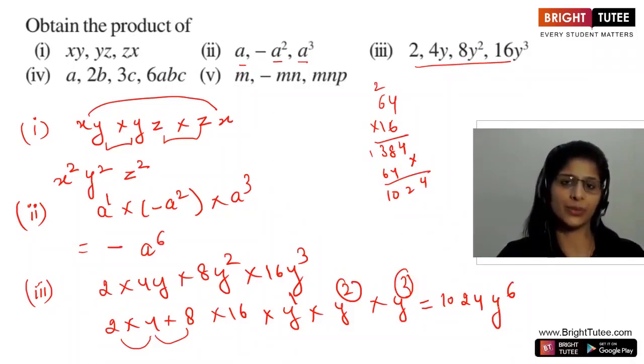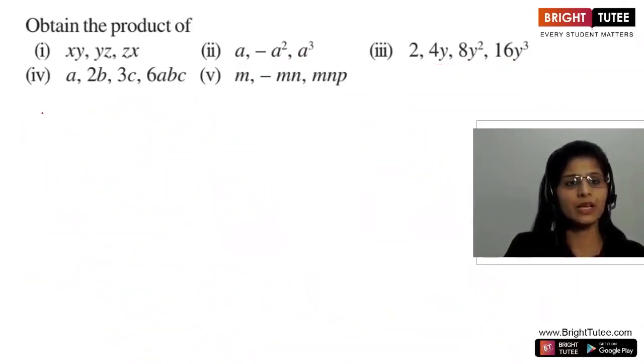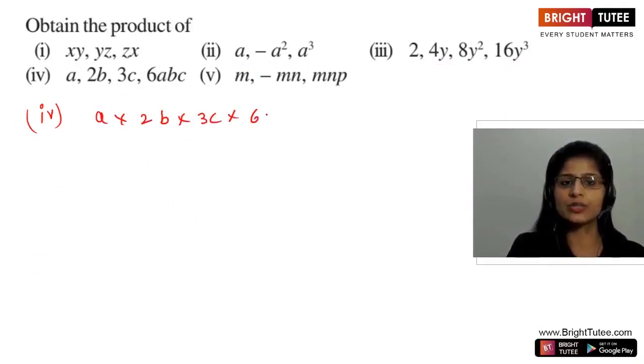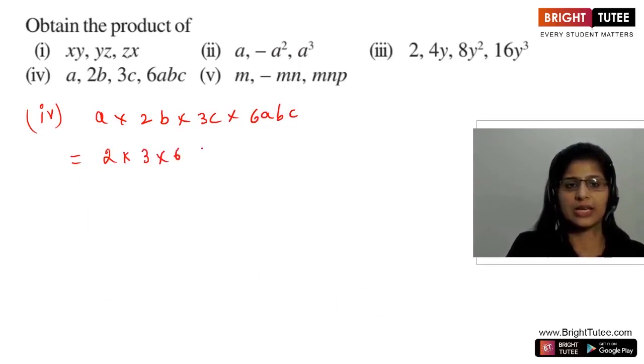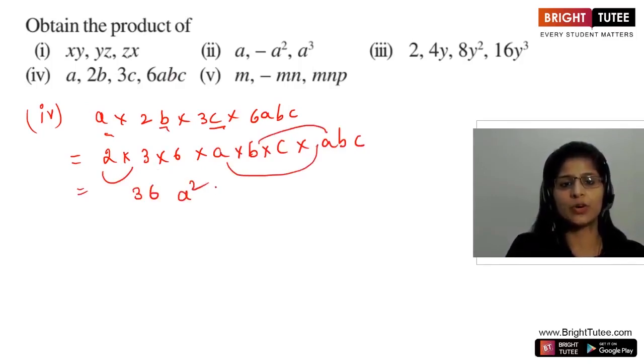Right, so this is how we get the product of it. I hope the multiplication of monomials is clear to you. Okay, let us move to the next parts. In the fourth part, we are given a into 2b into 3c into 6abc. So let us multiply the numerical parts together. Here we have 1, no need to write that. 2 into 3 into 6, then we have a, b, c and then a, b, c. So 2 into 3 is 6, 6 into 6 is 36. a into a forms a square, b into b forms b square, and c into c forms c square.